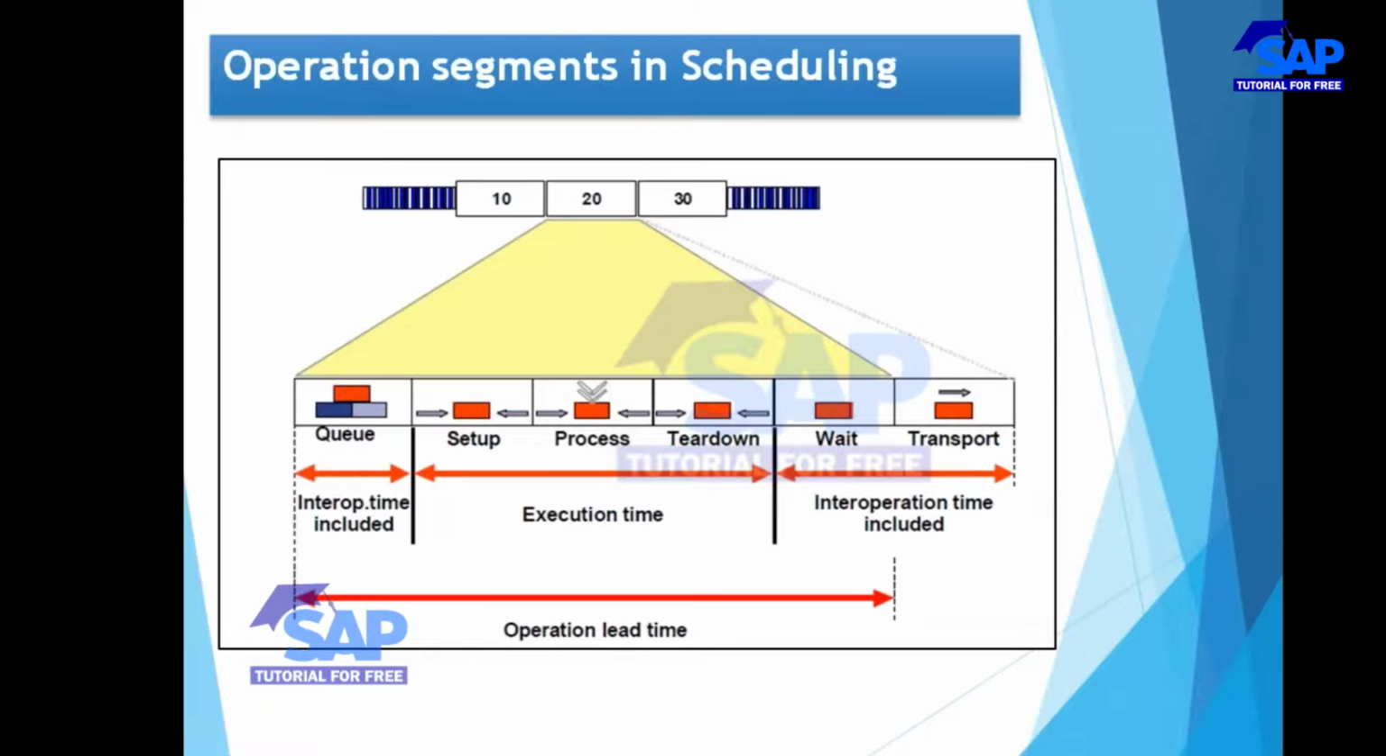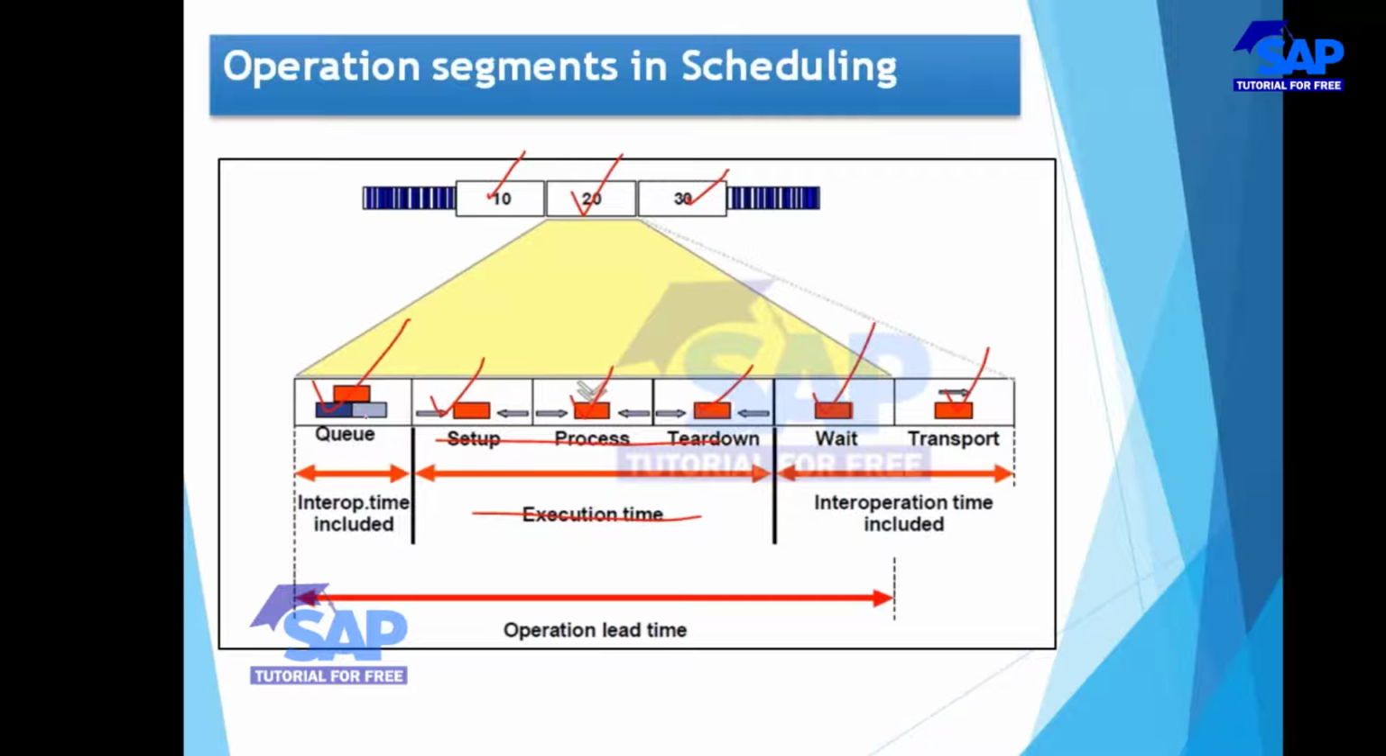If you see here, in every operation, operation 10, operation 20, operation 30, for each operation it will check the setup time, processing time, and teardown time. It will add all those together and propose the execution time. Apart from that, you can maintain inter-operation elements like queue time, wait time, and transport time.